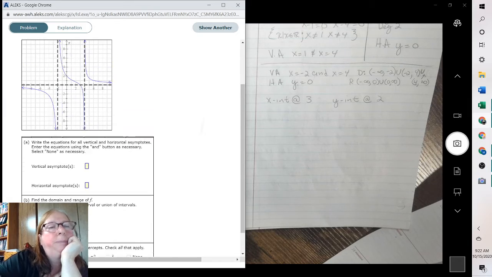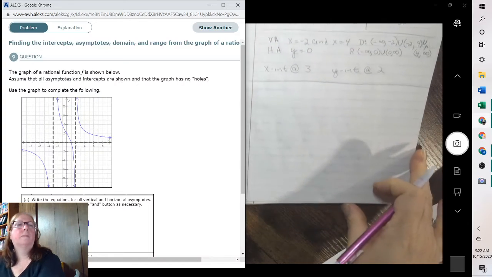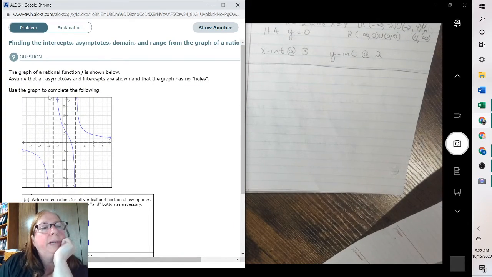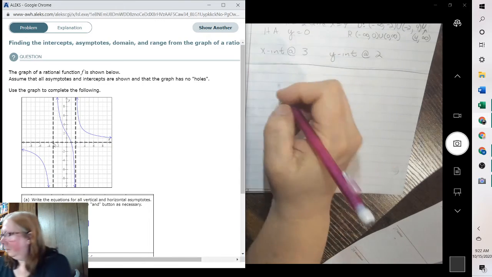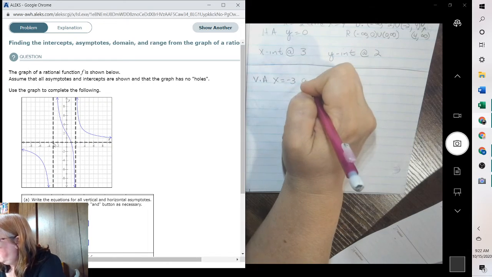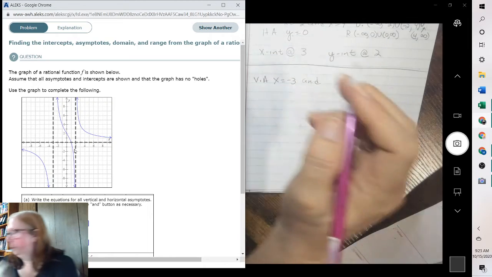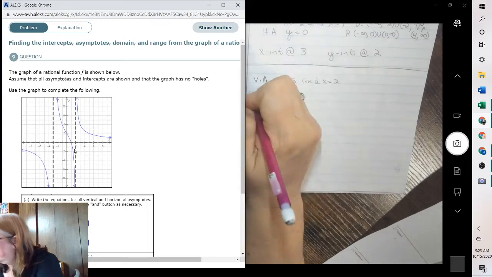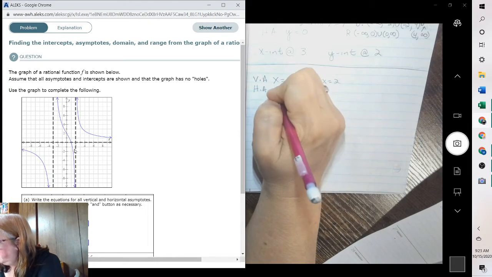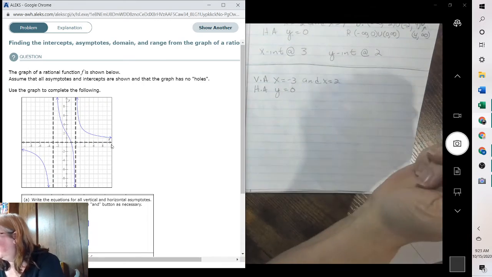Let's try another one. So the first thing, vertical asymptotes. Notice there's two of them. One's at -3 and one is at 2. The horizontal is on the axis, so y equals 0.